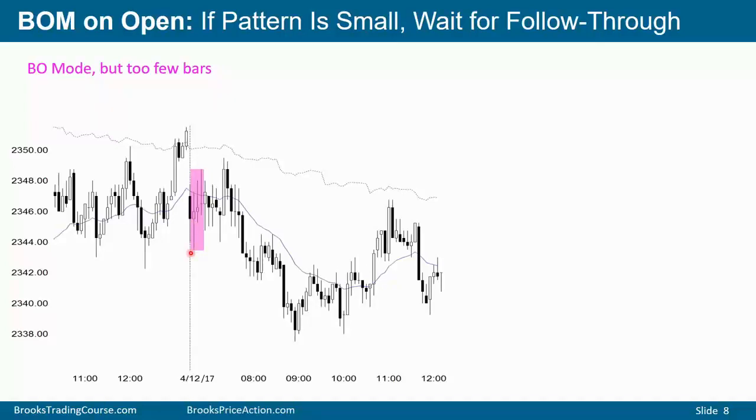After the first bar, we went to a new low. This low is below the low of the first bar. We went to a new high above the first bar. We reversed up, we reversed down, but the pattern is only 4 bars. A lot of traders will not consider that a good enough breakout mode pattern, and therefore they're not going to buy on a stop above the high, and they're not going to sell on a stop below the low unless the pattern first gets bigger.